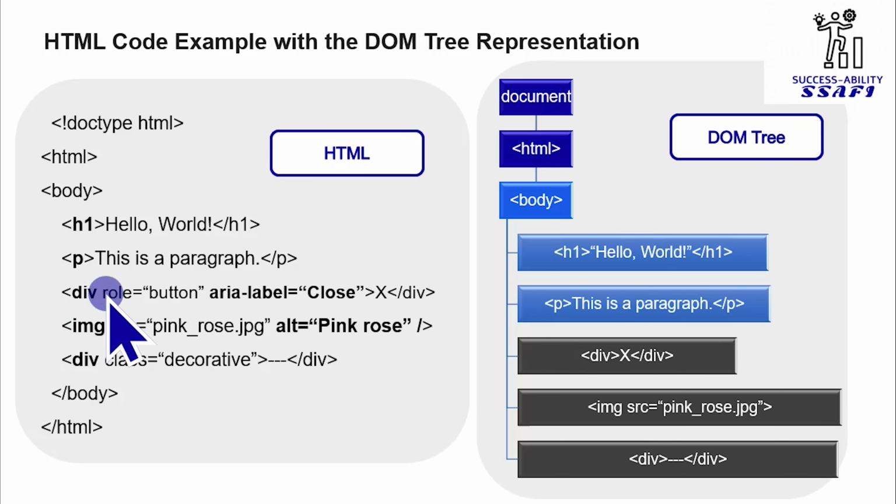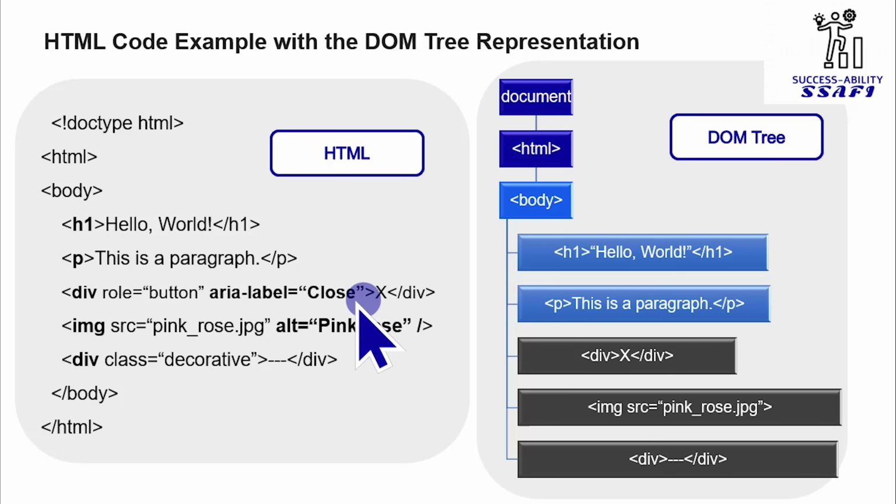We have a div tag. Our div has a role equal to button, and the ARIA label says close. However, on the UI, what the sighted user can see is simply a capitalized letter X, which stands for closing.